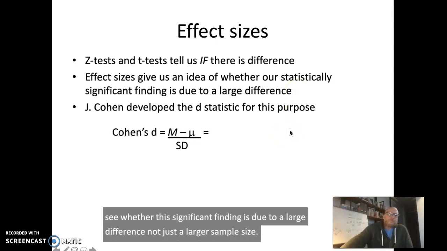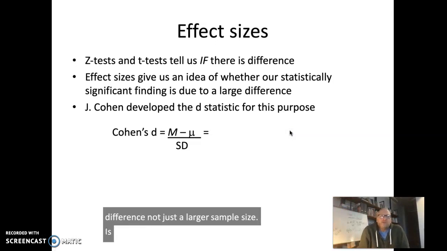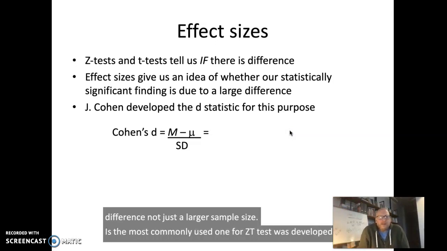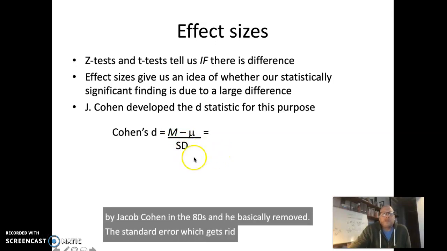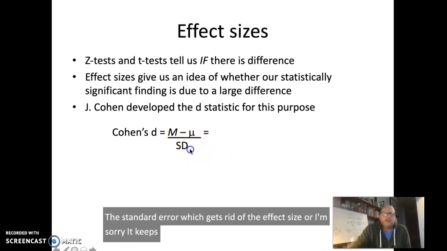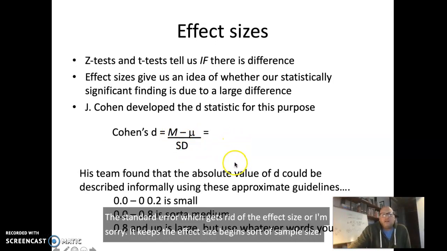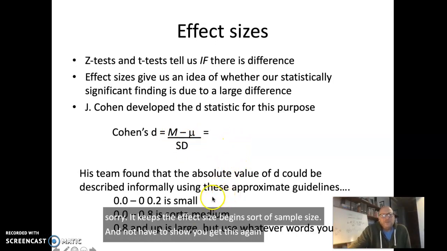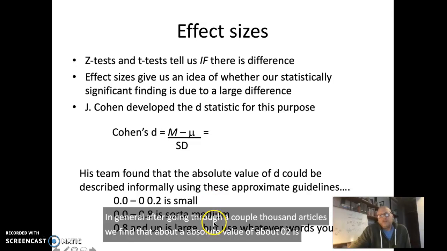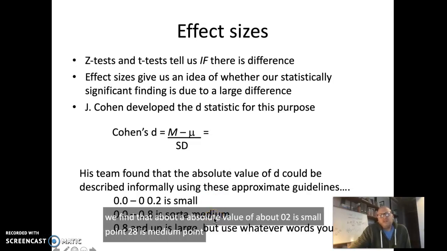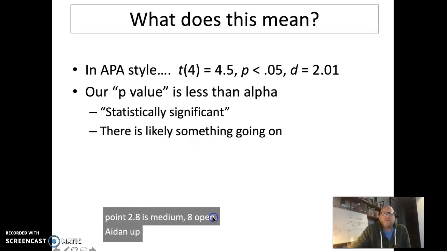Cohen's d is the most commonly used one for z and t tests. It was developed by Jacob Cohen in the 80s, and he basically removed the standard error, which keeps the effect size but gets rid of sample size. And I'm going to have to show you this again later. In general, after going through a couple thousand articles, we find that an absolute value of about 0 to 0.2 is small, 0.2 to 0.8 is medium, and 0.8 and up is large.